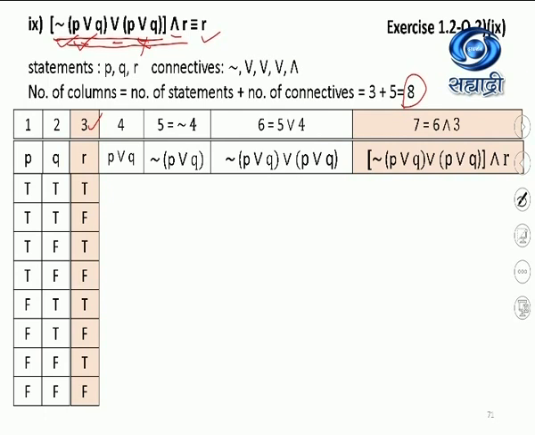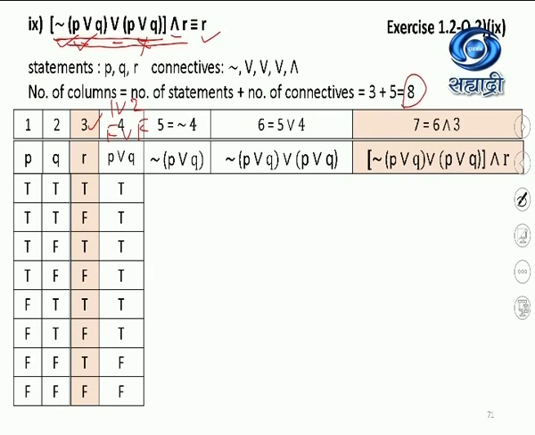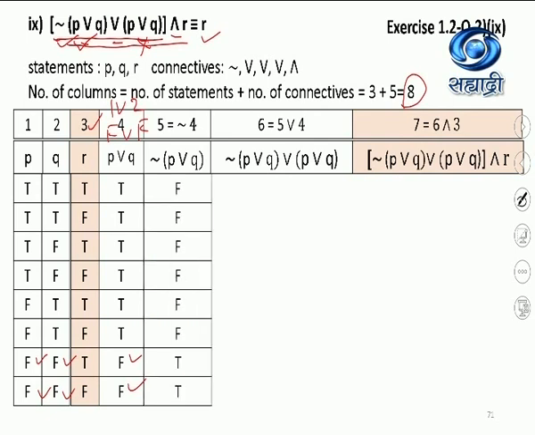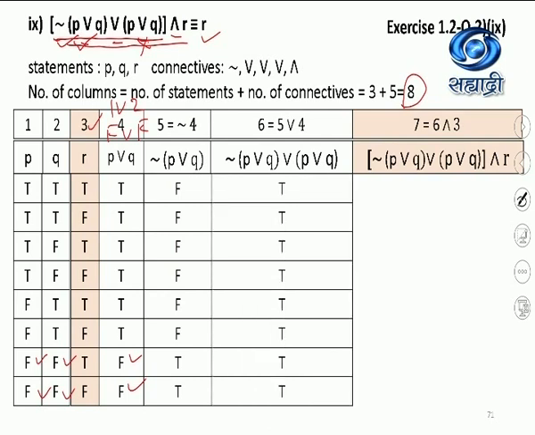P or Q. P or Q is nothing but 1 or 2, and we know only F or F is F. All other values will be true. So where do you get F? Only here and here. Negation of P or Q is negation of T as F and negation of F as T. You can see the values in column 5. Column 6, 5 or 4. 5 or 4 means only F or F is F. There is no F or F combination in 4 or 5 column. So all values will be T in column 6.